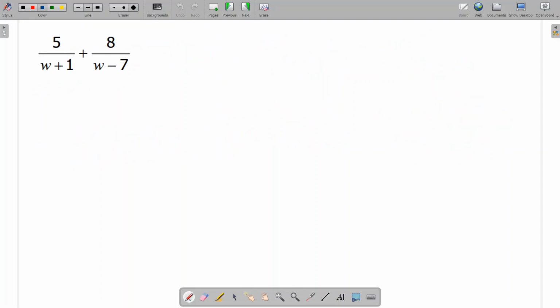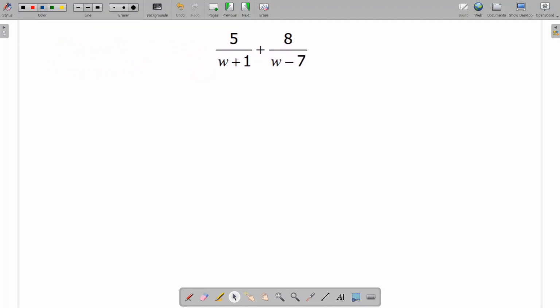So here's one where our denominators have absolutely nothing in common, and it's pretty easy to tell because there's nothing that you could multiply the w plus 1 by to make it equal to w minus 7 and vice versa. So this is a case where we have to actually multiply each of these fractions, these rational expressions, by the part that it's missing, which means this part needs to get multiplied by w plus 1, and this one over here needs to get multiplied by the w minus 7.